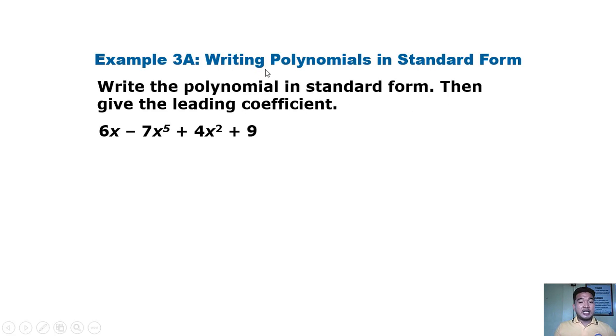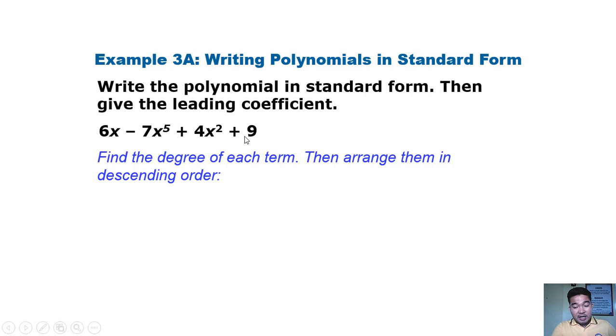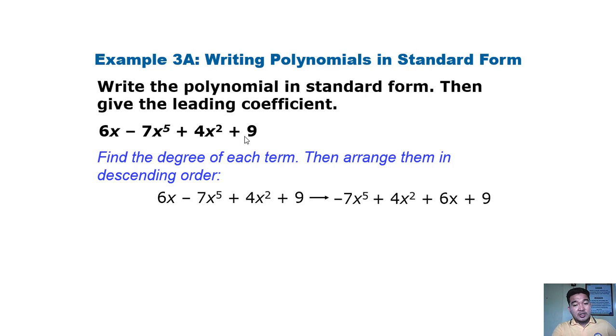Example, writing polynomials in standard form. Write the polynomial in standard form, then give the leading coefficient. Once again, sabi natin, to write the polynomial in standard form, we start with the term with the greatest degree. Alin dito ang may pinakamataas na degree? So that's negative 7x to the fifth. And then sumunod na yung 4x squared, sumunod na yung 6x, and then 9. So find the degree of each term, then arrange them. So the arrangement would be negative 7x to the fifth plus 4x squared plus 6x plus 9.